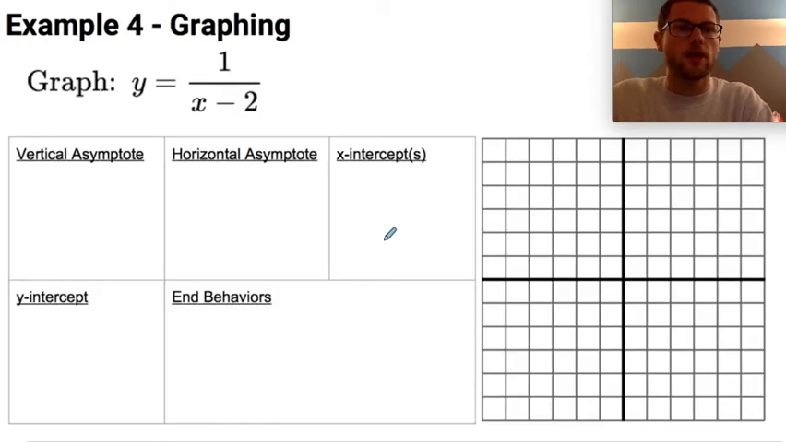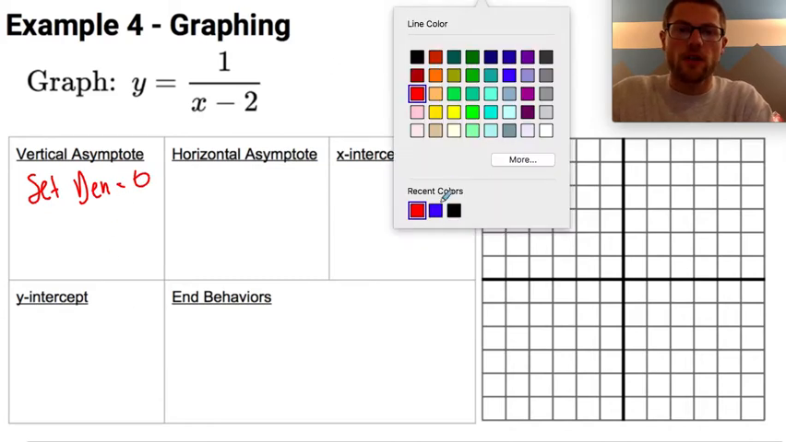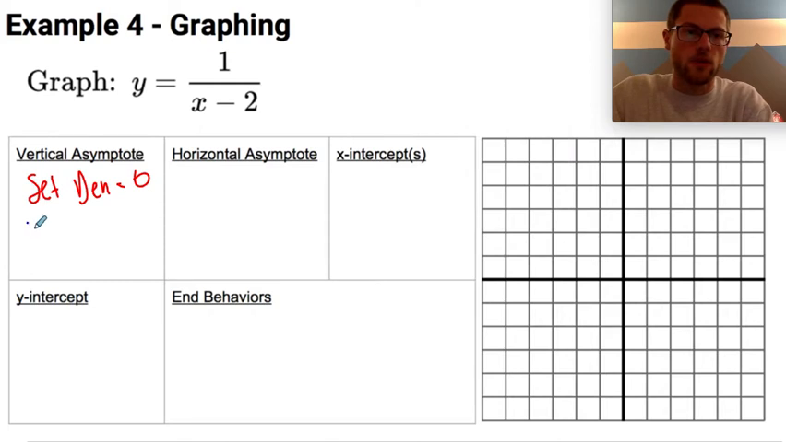So let's put them in place and make a graph of the equation y equals 1 over x minus 2. The first thing to take a look at would be the vertical asymptotes. These vertical asymptotes occur with our domain restrictions, so we want to set the denominator equal to 0. If I consider the denominator, x minus 2 equals 0, I can see that I'll have a vertical asymptote at x equals 2. So let's put that down on the graph. Let me get a dotted line here.